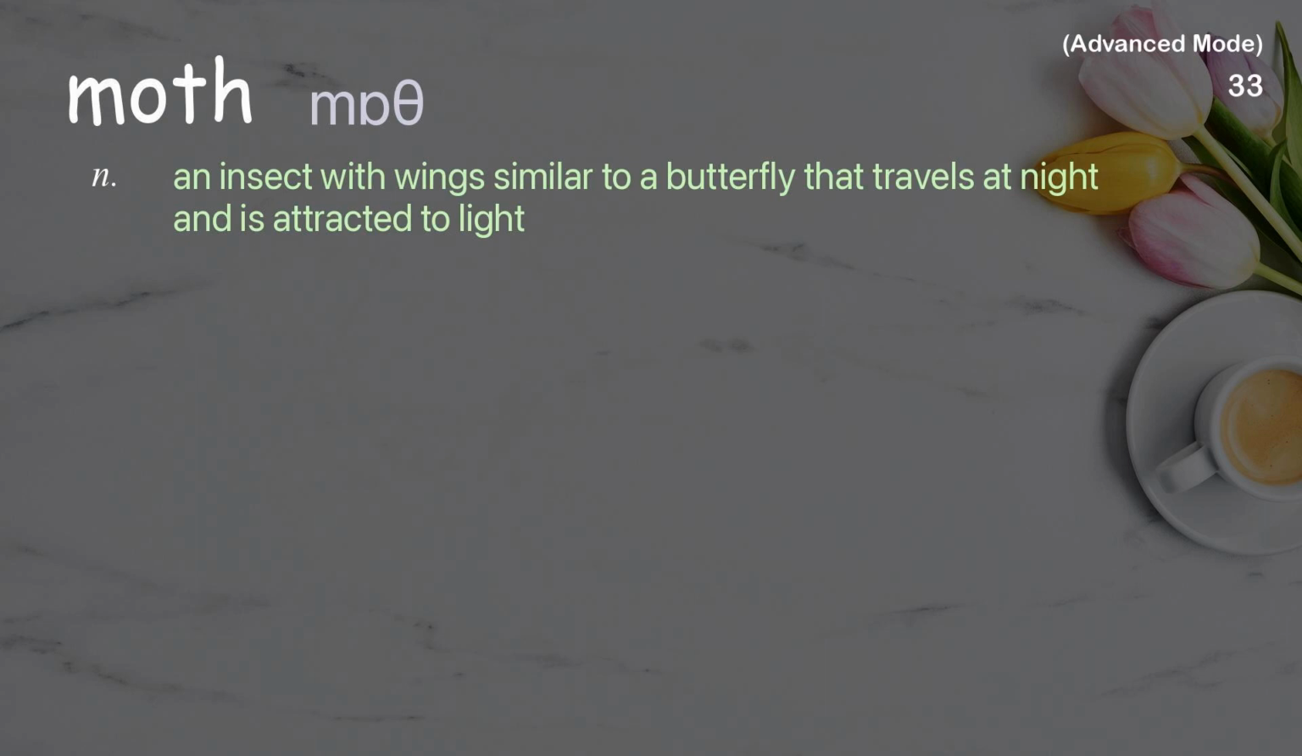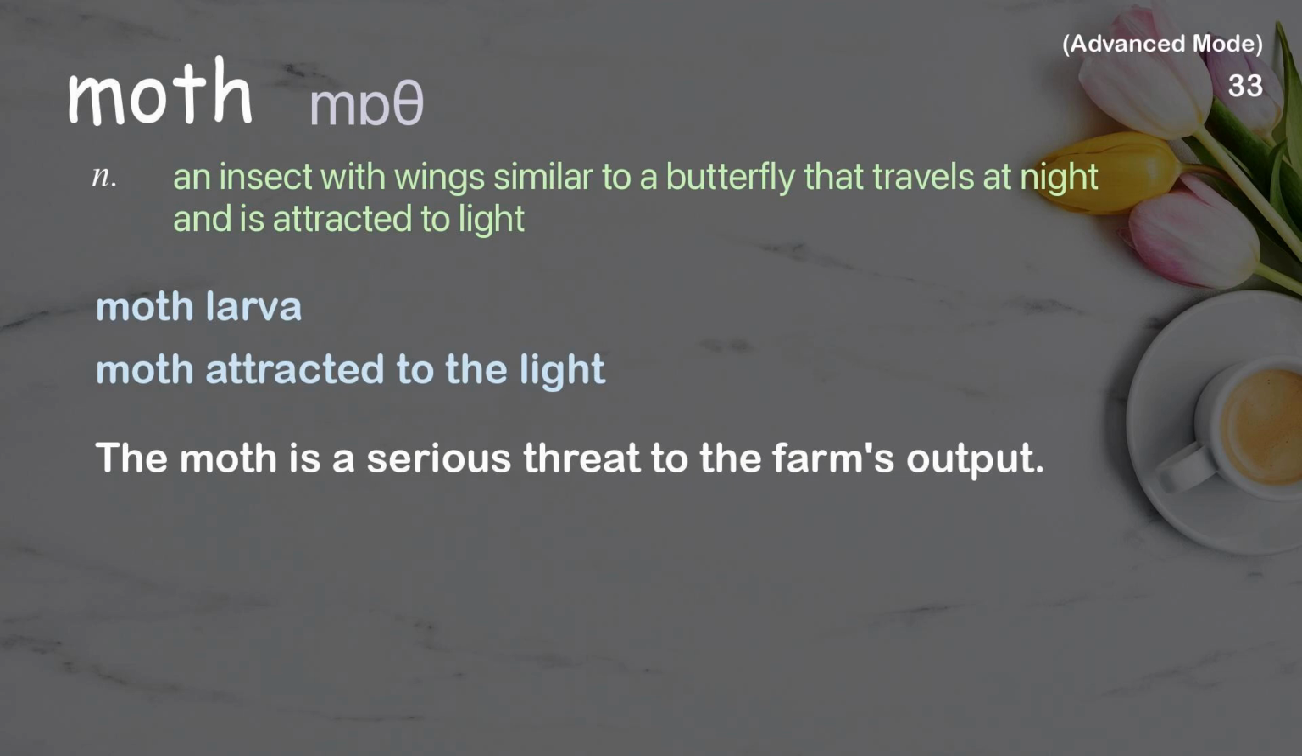Moth. An insect with wings similar to a butterfly that travels at night and is attracted to light. Examples: Moth larva, moth attracted to the light. The moth is a serious threat to the farm's output.